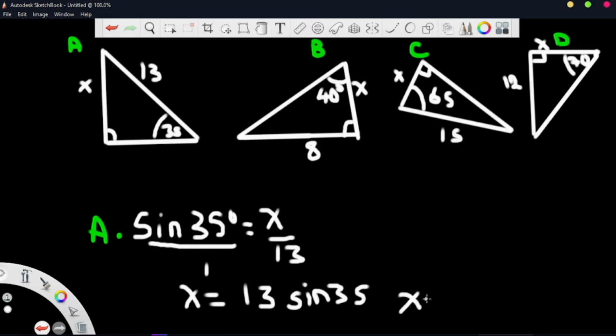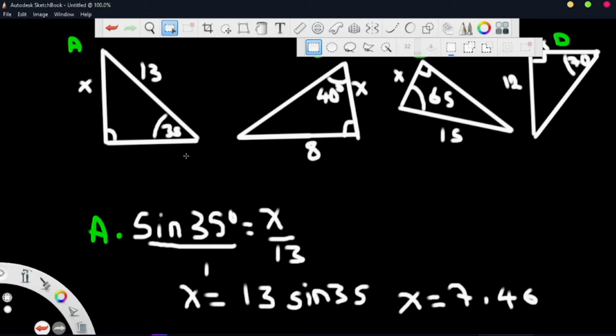So my value of x will be equal to 13 multiplied by sine of 35. That is 7.46 to 2 decimal places. So this is my value of A right here.